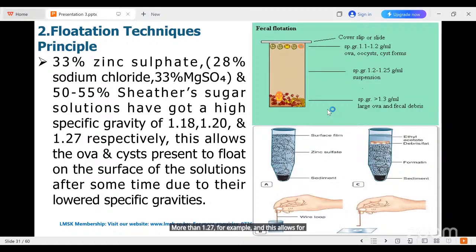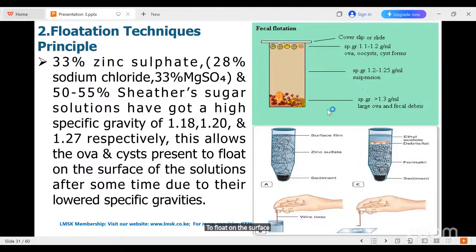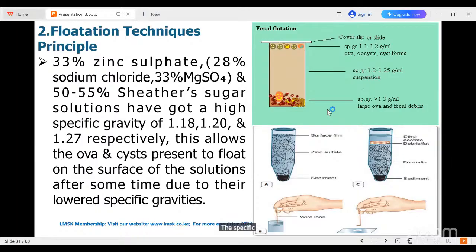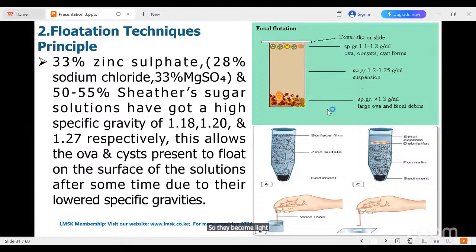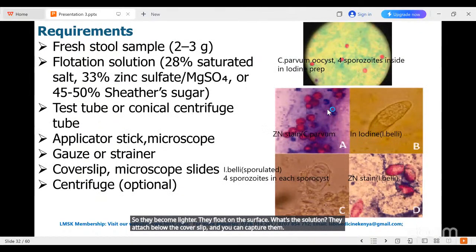an cyst present in a stool sample to float on the surface of the solution after some time due to the lower specific gravities. Actually, the specific gravity of these reagents is very high. It lowers the specific gravity of ova and cyst present to less than 1.008, so they become lighter. They float on the surface of the solution. They attach below the cover slip, and you can capture them when you examine under a microscope.